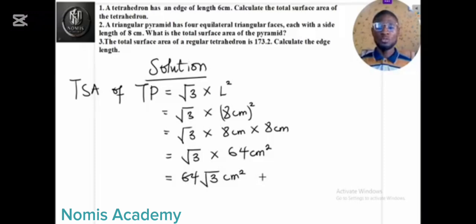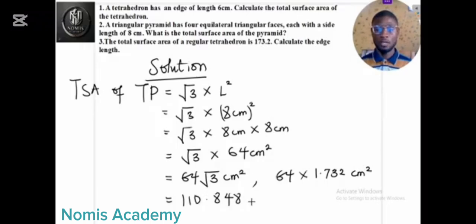However, if you want to attract more marks from your examiner, it is better to express the value of root 3 so that it becomes 64 multiplied by 1.732 centimeter squared. So if I do 64 multiplied by 1.732, I will have 110.848 centimeters squared, and that's the final answer to that question.